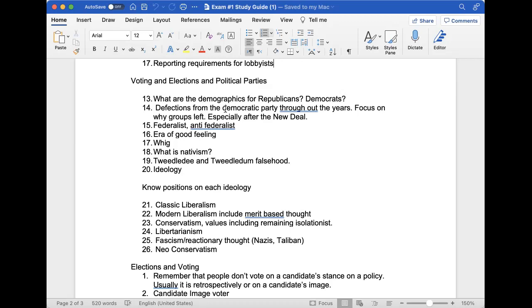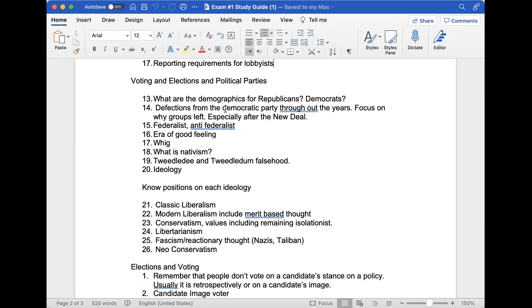Know the Whig Party, just the generalities. They are a good feeling. Don't worry about it too much. No, the Nativist Party, they were traditionally anti-Chinese, anti-Italian, anti-Irish, Mexican.